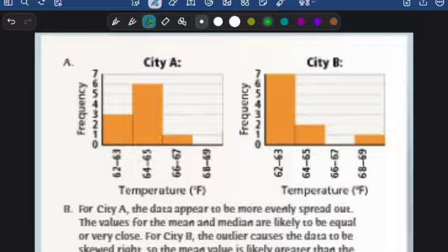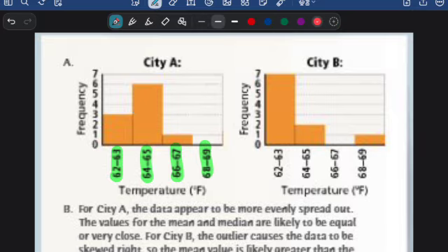So for City A, here's the histogram. You can see that our interval is from 62 through 63 degrees up to 64. Then we have 64 through 65 or up to 66 degrees, and 66 through 67, and 68 through 69. And we've just calculated the frequencies for each day that falls within that temperature interval. And we did the same thing for City B with the same intervals. It's important that we have the same intervals when we are comparing different data displays.